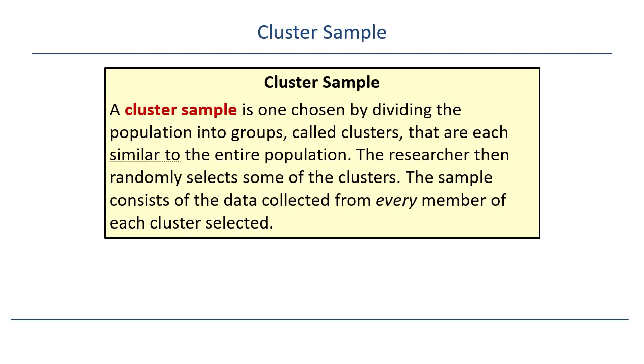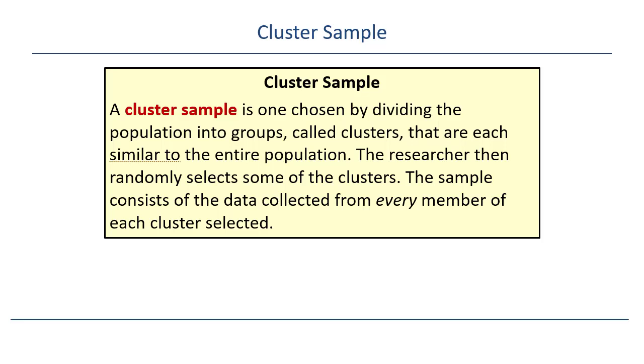Now, a cluster sample is similar to strata, but quite different. It's chosen by dividing the population into groups called clusters. So, before we divided them into strata, but now we're dividing them into clusters. And the clusters are each similar to the entire population, right?